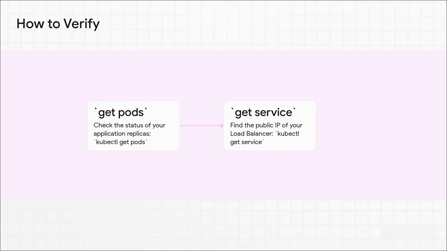Thankfully, Kubernetes makes it super easy to find out. First, you run kubectl get pods. This will show you if your 3 little replicas are up and running. Once they are, you run kubectl get service, and that will spit out the public address of the load balancer that was just created for you. You can literally take that address, paste it into your browser, and see your application live on the internet.